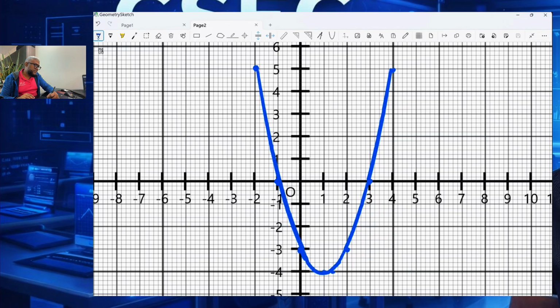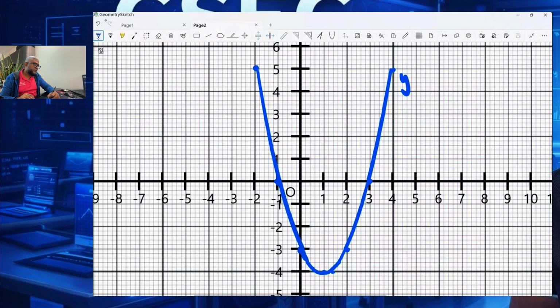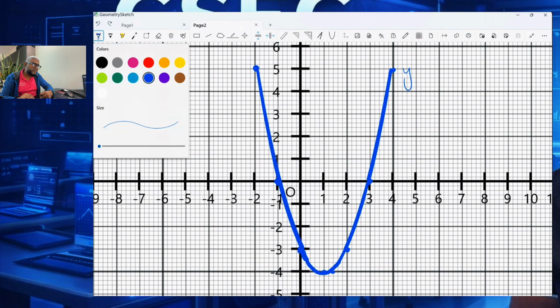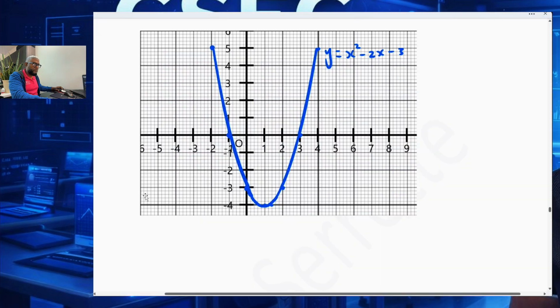Alright. So y is equal to x squared minus 2x minus 3. That will be the quadratic that defines this curve, right? You plot your points, you put a smooth flowing curve through our points. Right? So let me move.